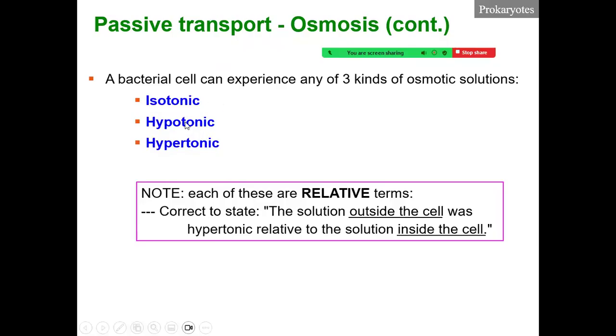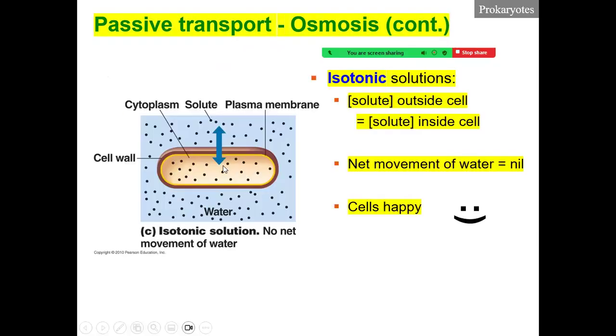The easiest one to discuss is isotonic. That is where the concentration of the solute outside the cell is equal to the concentration of the solute inside the cell. So remember, the tonicity is defined by the concentration of the solute, but it's the water that moves into the cell. If the cell is in an isotonic solution, there is no net movement of water either inside or outside the cell. And the cell is happy because there's no net movement of water into the cell or out of the cell.